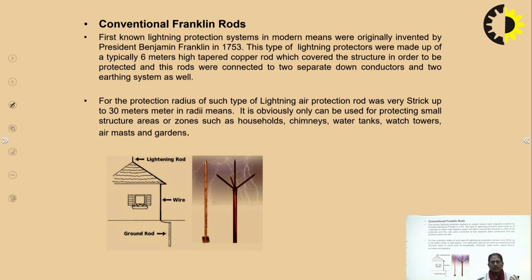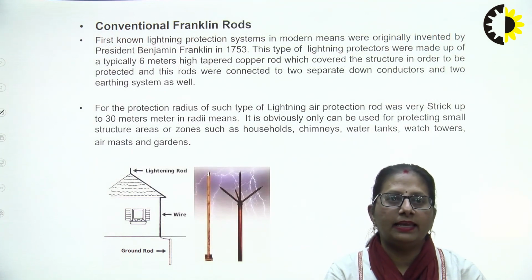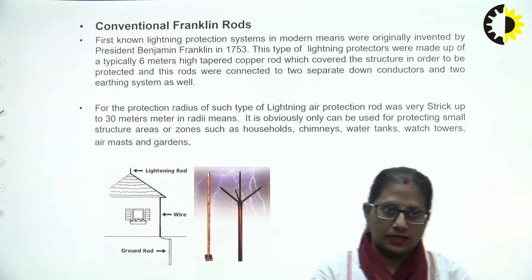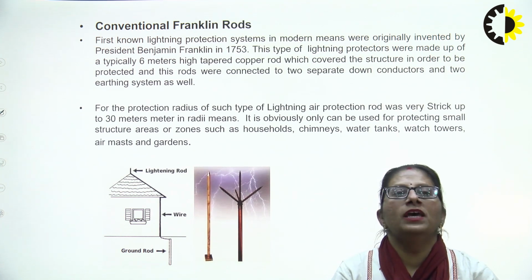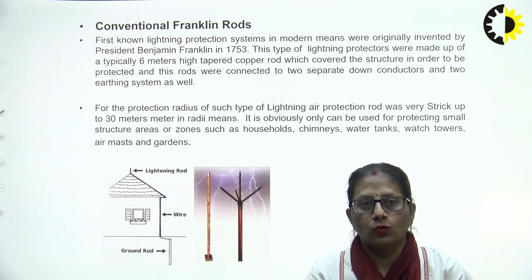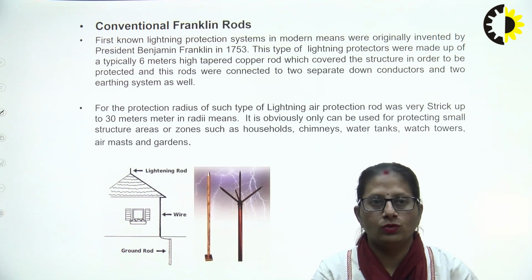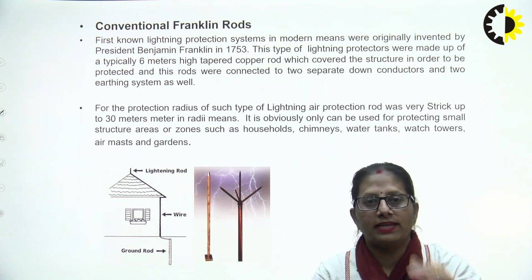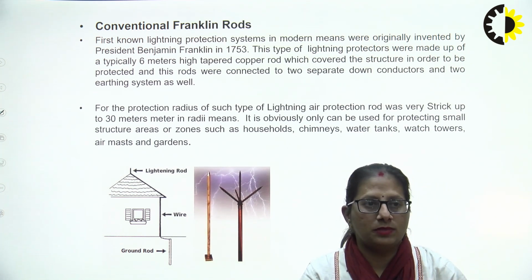These tapered copper rods covered the structure to be protected, and these rods were connected to two separate down conductors and two earthing systems as well, because these need to be connected to the earthing. Now the protection radius of such a lightning air protection rod was very strict, up to 30 meters in radius. So it can only be used for protecting small structures or zones, as we have discussed. Those zones can be households, chimneys, water tanks, small buildings, not very high-rise buildings.